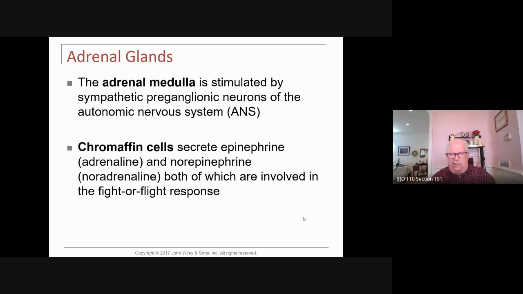I don't like those terms. I use epinephrine and norepinephrine. Both of these hormones are involved in fight or flight responses. It makes you run out of a fire. It makes you fight someone. Okay? Norepinephrine and epinephrine from the chromaffin cells of the adrenal medulla.